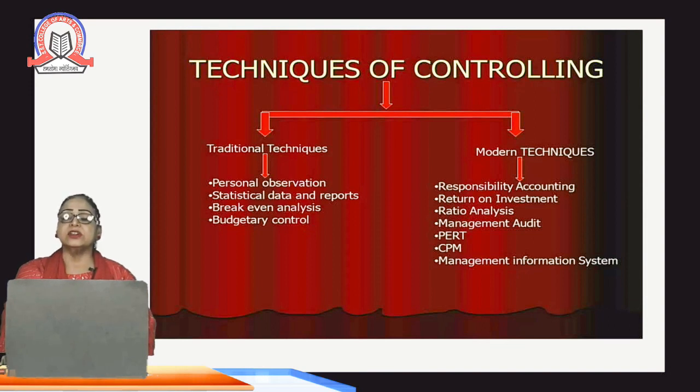Now let us try to understand what the basic techniques of controlling to be followed can be. If we go to the traditional, classical or old techniques which were very much used in corporates, in factories and even in small businesses, the first is personal observation. Personal observation here refers to a supervisor, manager or boss, the one who used to assign some task to his subordinates, we can say the superior.